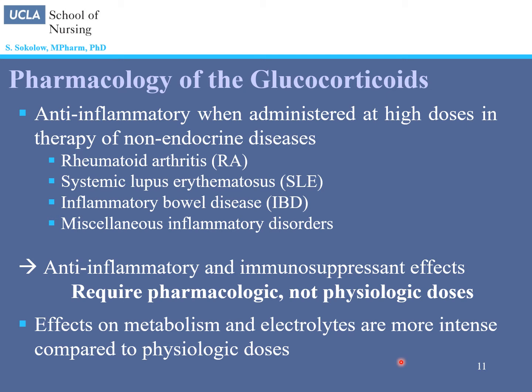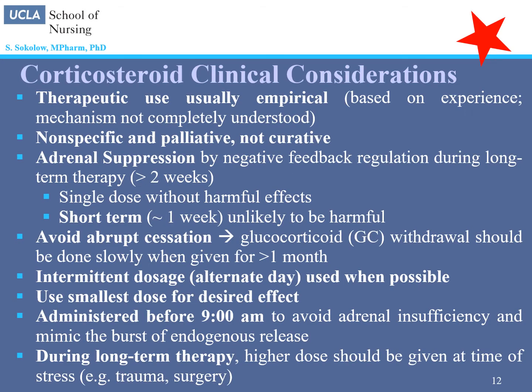And of course, at those doses, their effect on the metabolites and electrolytes is way more intense than at the dose that would be required just to fulfill a replacement therapy. So what are the clinical considerations that are important to know? Their use is usually empirical. That means it's based on experience, and their mechanism of action is not completely understood as it is very complex. Their use is non-specific and palliative. So it's treating the symptoms. It doesn't treat the cause, so it's not curative.